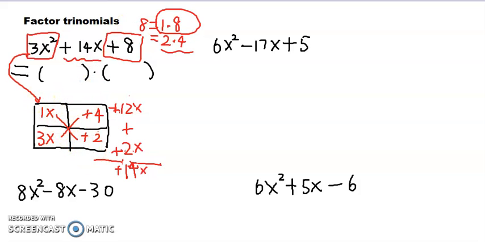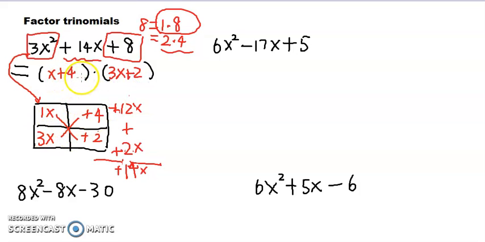But when we write the answer, remember it's reversing multiplication, so we multiply the first term, 1x plus 4. So let's write down the answer here. That 1 in front of x can be omitted. So we have x plus 4 times 3x plus 2.